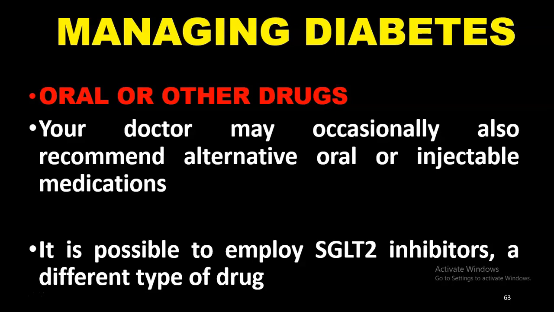Others stop your liver from producing and releasing glucose, which reduces the amount of insulin required to transport sugar into your cells. Others prevent the stomach or intestinal enzymes from breaking down carbohydrates, reducing their absorption, or increase the sensitivity of your tissues to insulin. It is possible to employ SGLT2 inhibitors, a different type of drug. They function by blocking the reabsorption of filtered sugar into the blood by the kidneys. The sugar is instead removed through the urine.